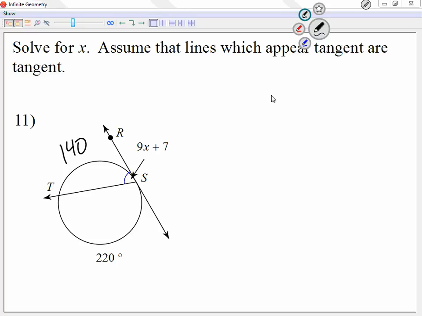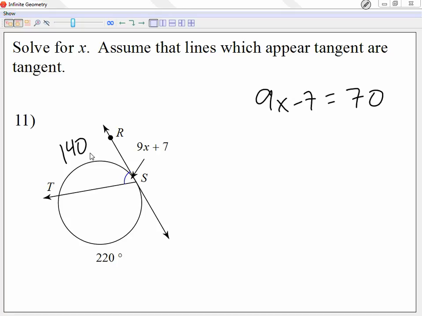So I'm just going to say 9x minus 7 is equal to 70. Remember the 140, because part of the circle is 220. So I'm going to say the remaining part of the circle is 140, right? Because it's 360, and the way I came out was 360 minus 220. So it gave me that the arc was 140. But remember how the angle is half of the arc?